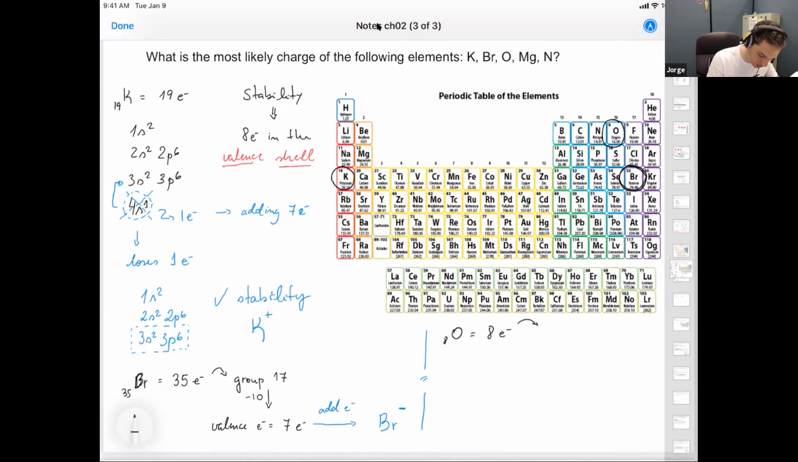Okay, so oxygen is from group 16. Remember, to determine the number of valence electrons when an element belongs to group 13 all the way to 18, we subtract 10, and that will give us the number of valence electrons for oxygen, which is 6.